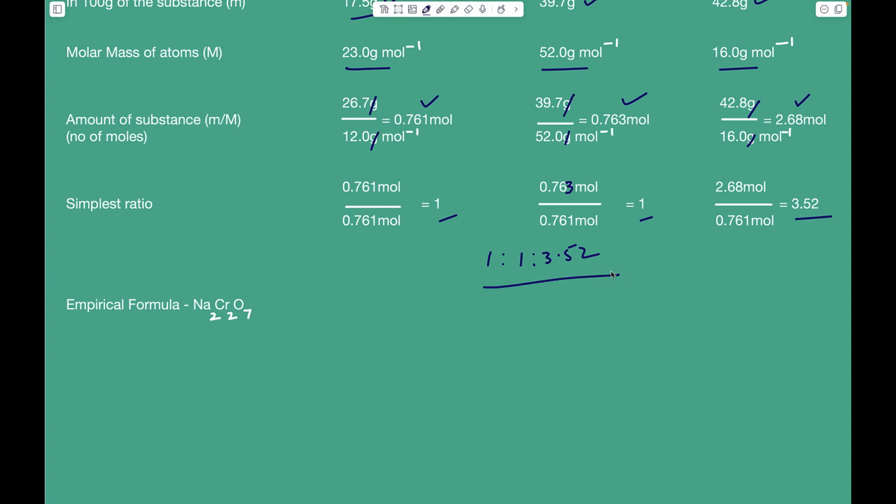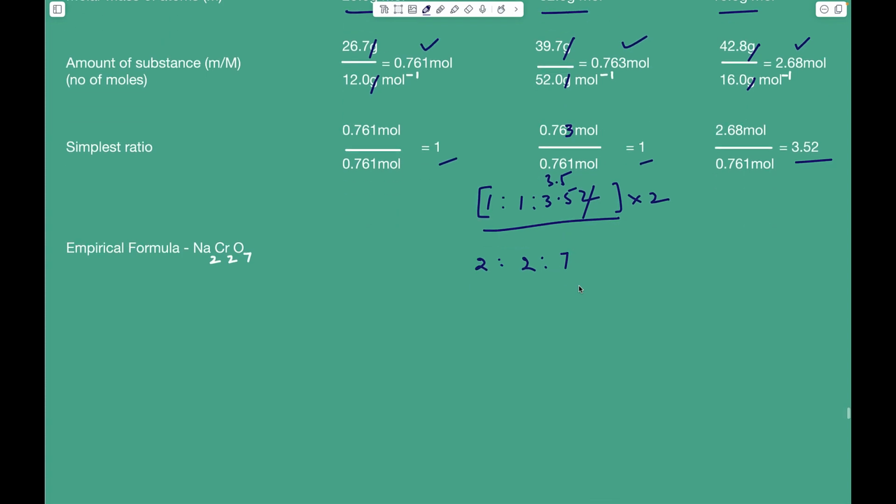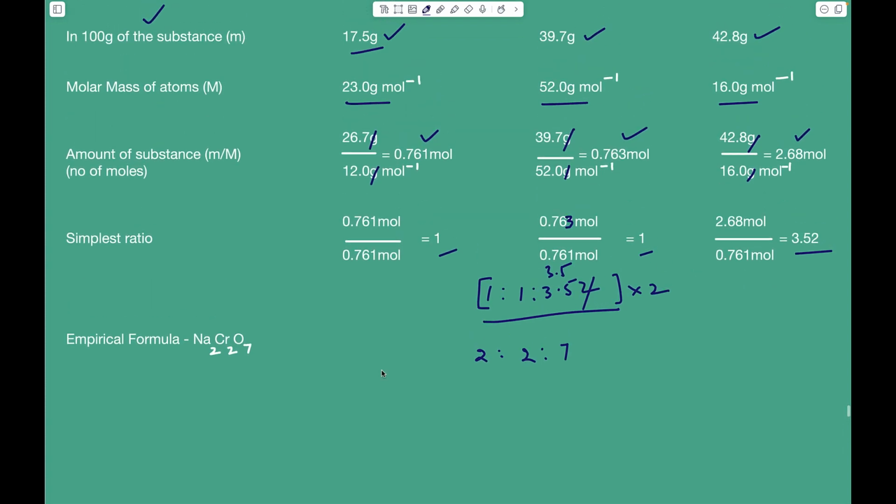Now, this ratio is not in whole numbers. First, you have to make sure that the simplest ratio contains only whole numbers. For that, you have to multiply this simplest ratio by 2. Then it becomes 2 to 2 to 7. You can take it as 3.5. Ignore this 2. So then the empirical formula of this compound becomes Na2Cr2O7.